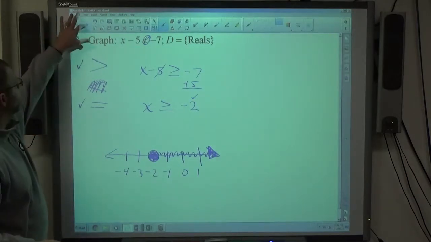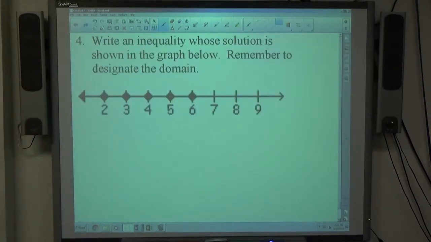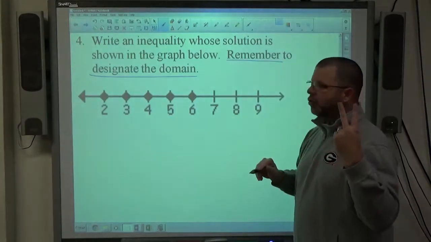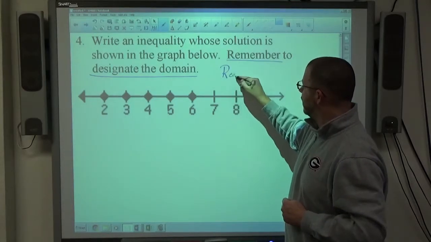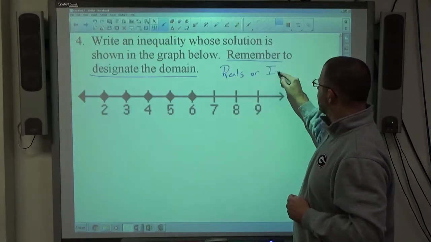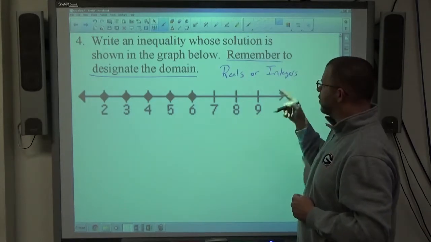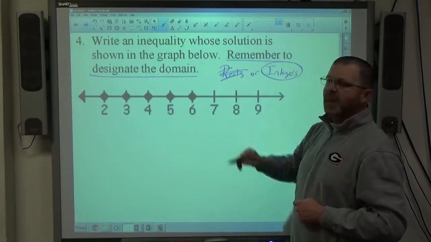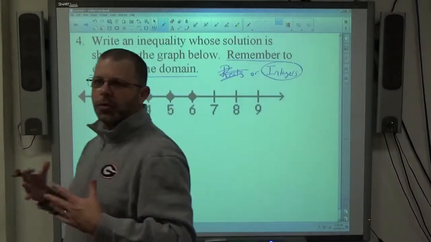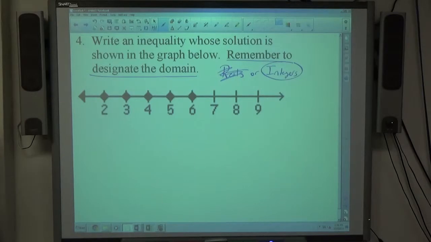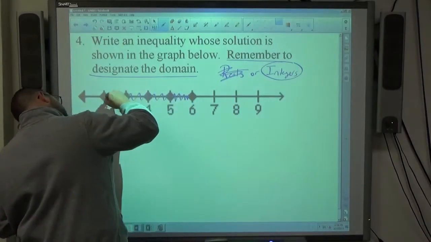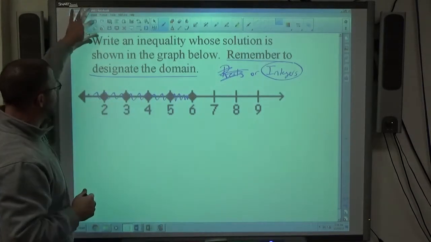So that's that. Number 4, write an inequality. Now it says remember to designate the domain. If you're putting the domain on yourself, you have 2 choices. Choice 1 is reals, choice 2 is integers. Okay, it's real simple. If it's dot, dot, dot, dot, dot, it's integers. If it isn't dot, dot, dot, dot, dot, it's reals. So that's all there is to designate a domain on these. So the domain is going to be integers on this one because it's dot, dot, dot, dot, dot. If it had gone like this, now it's reals. All right, so that's the difference in domains.